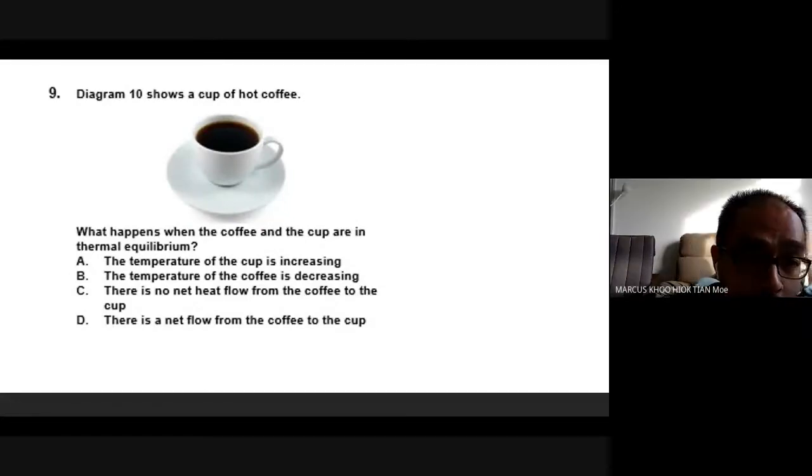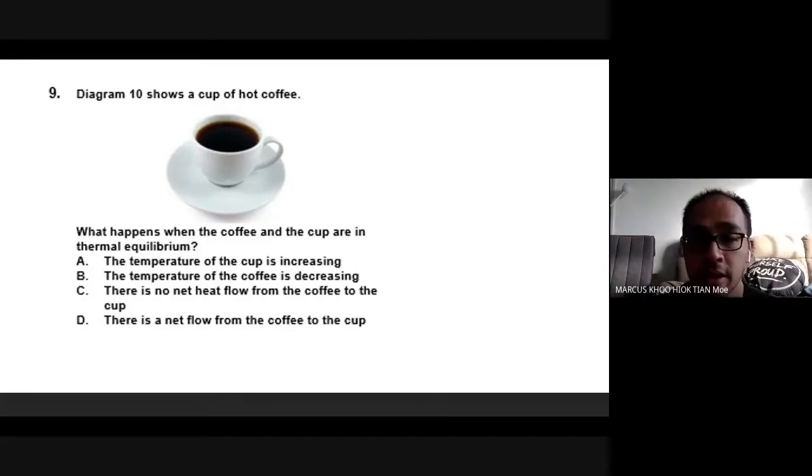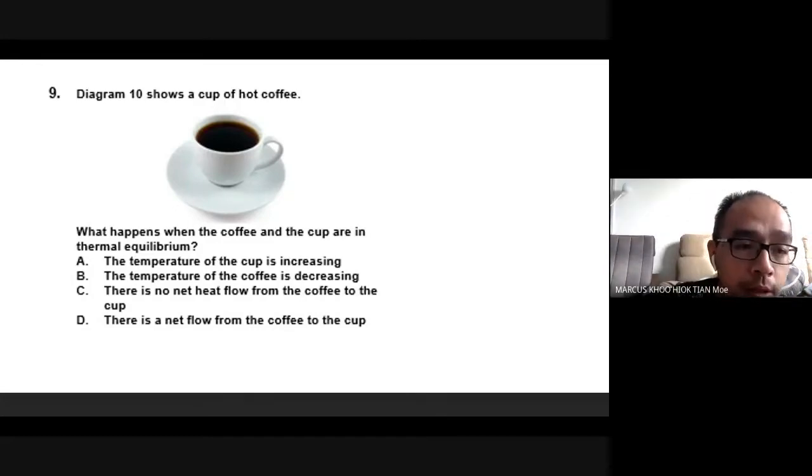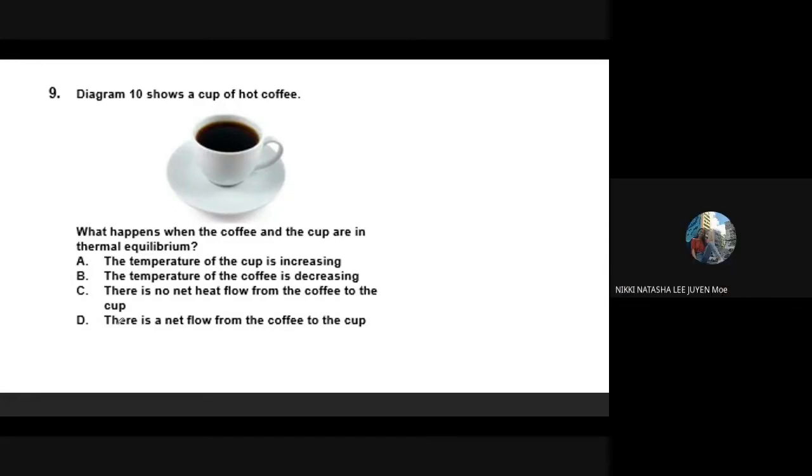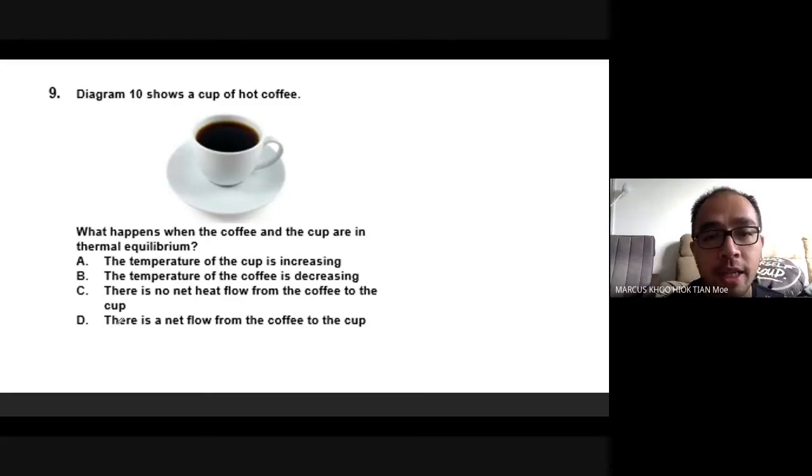Nikki, can you answer this, please? A. The temperature of the cup is increasing. If it's thermal equilibrium already, what do you think? A is definitely not right.